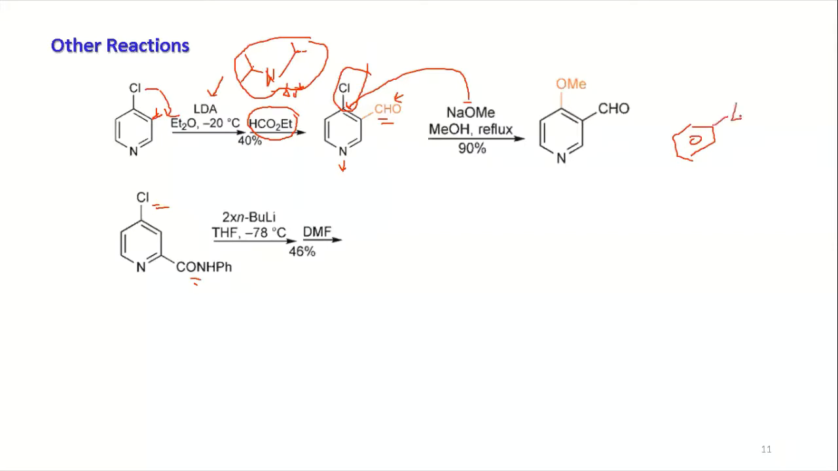Lithiation is taking place. You have the halo here, nitrogen. So lithiation, and then you have the formylation because you have the formate, ethyl formate, OEt, that I have shown earlier. So what is going to happen? This pyridyl group is going to attack, and this ethoxy group is coming out. So you have the CHO formylation happening.